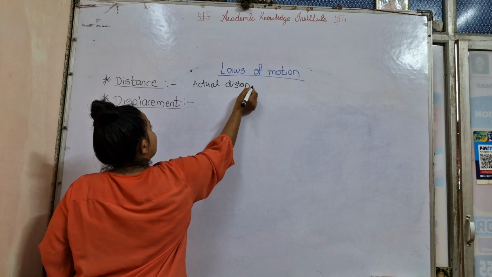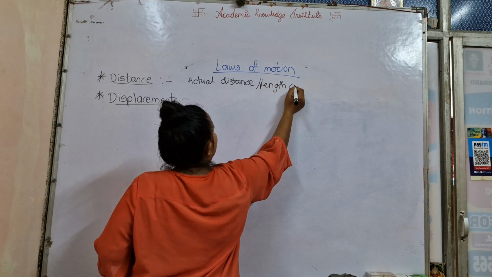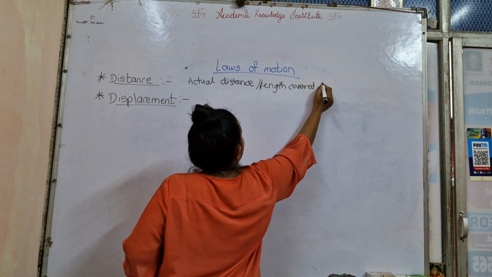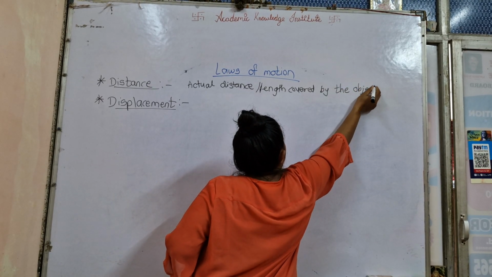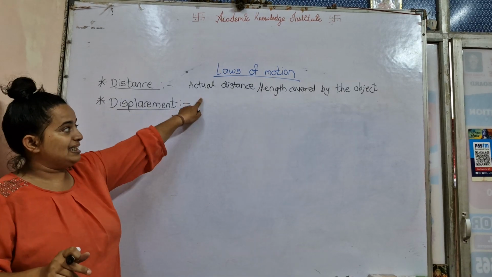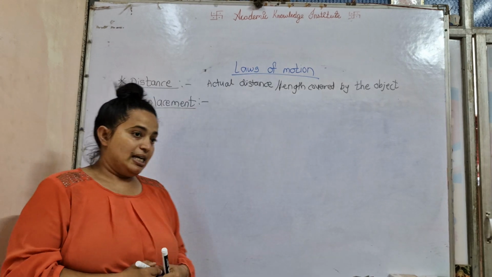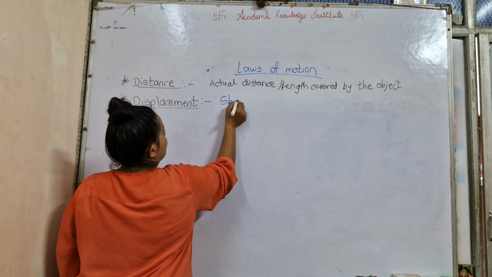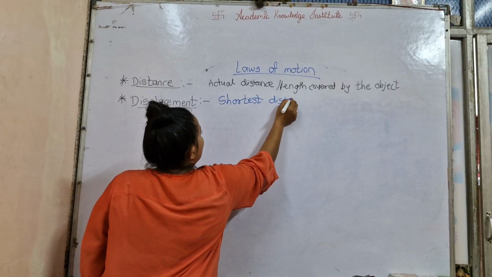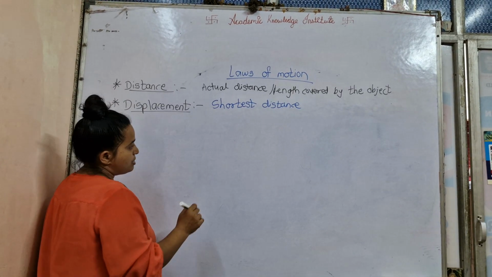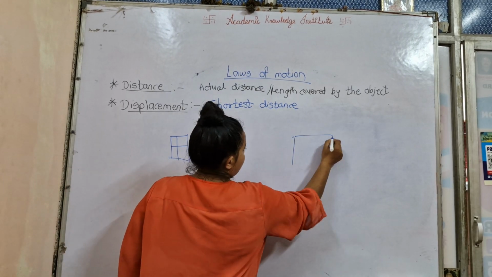Actual distance, or you can say the actual length covered by the object. And what is displacement? Displacement is the shortest distance. Remember this, it is the shortest distance covered by an object. Now suppose this is your house, and you are coming here for the tuition.